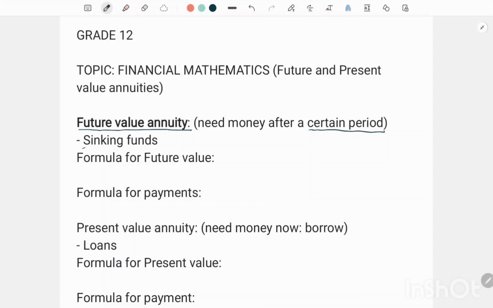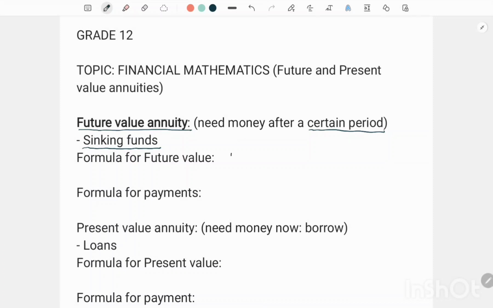It is also applicable to sinking funds. A sinking fund is normally for companies, and also for when you want to start a company but do not have funds. So you set up a sinking fund for a certain period, so that after that number of years, you have a certain amount of money which you can use to start your business. That is where we use a future value annuity.